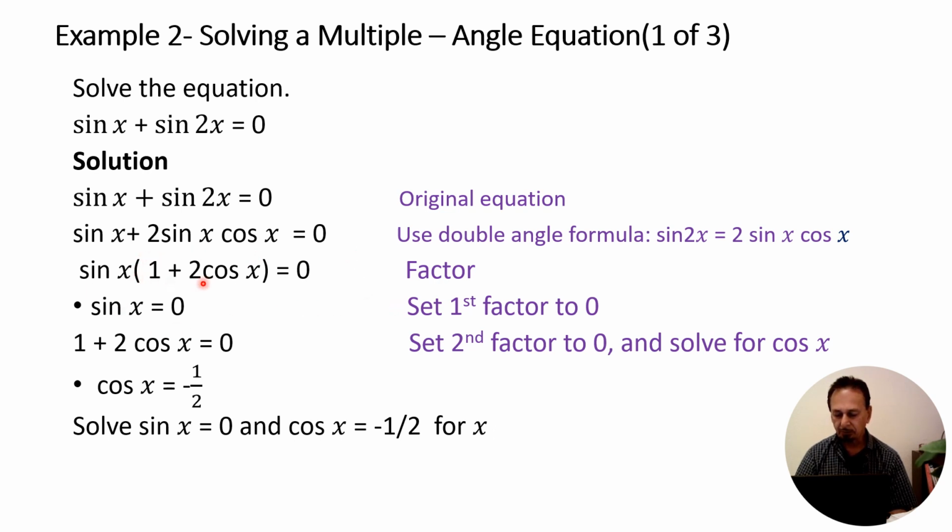And you're left with 1 plus 2 cosine x. Now we set each factor to 0. So let's set the first factor, sine x, equal to 0, and the second factor, 1 plus 2 cosine x, equal to 0. We can solve this one. You can move 1 to the right and divide by 2. So we have cosine x equal to negative 1 over 2. Now we solve sine x equal to 0 and cosine x equal to negative 1 over 2 for x.